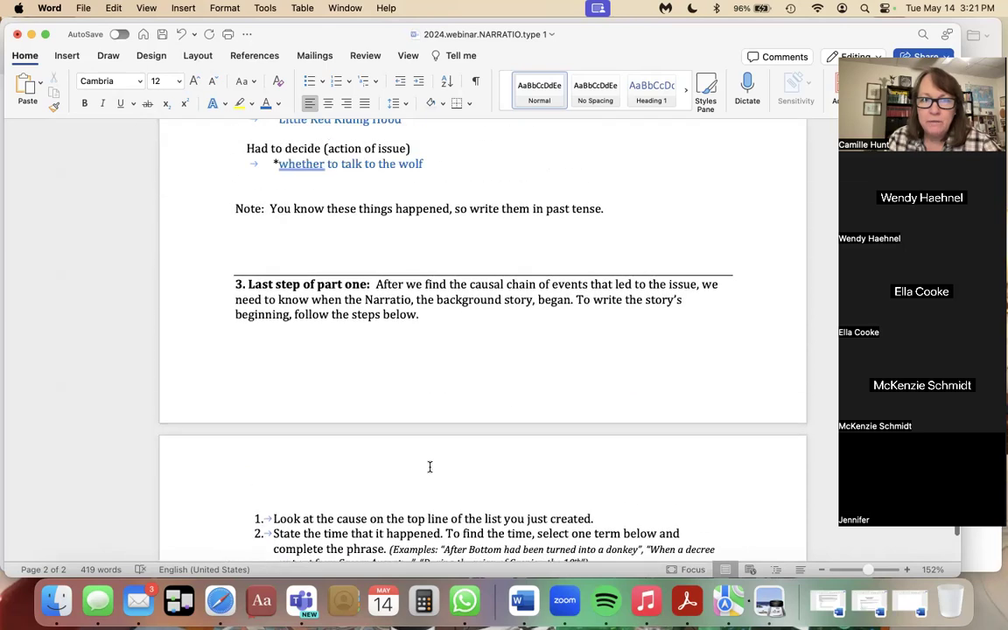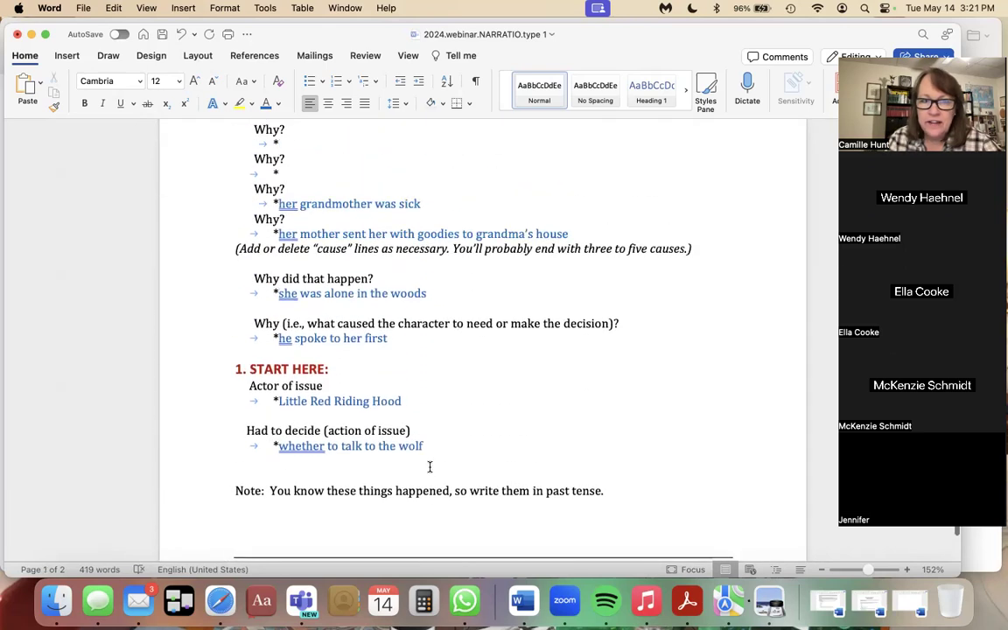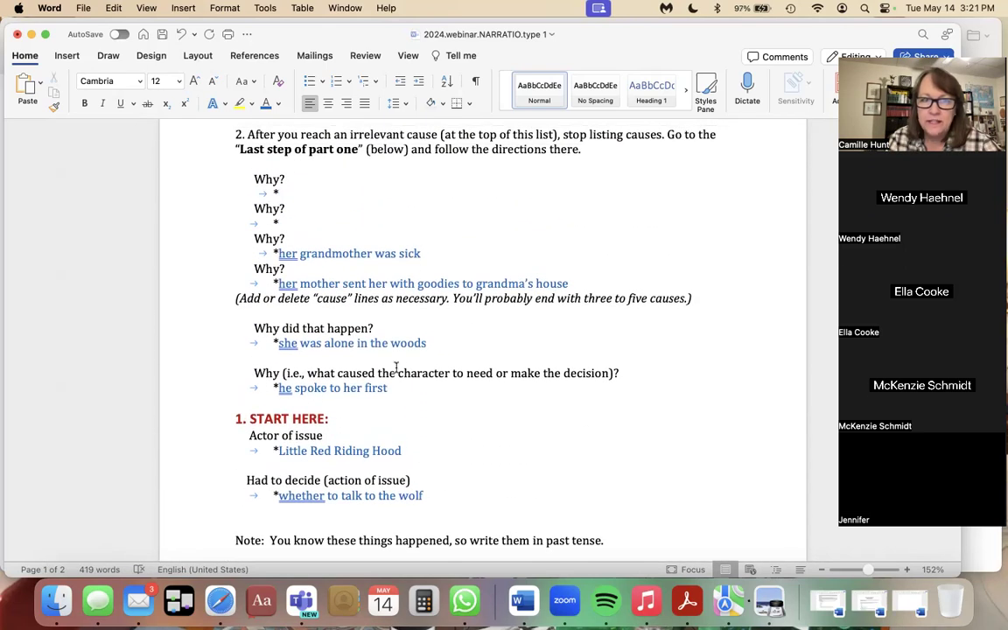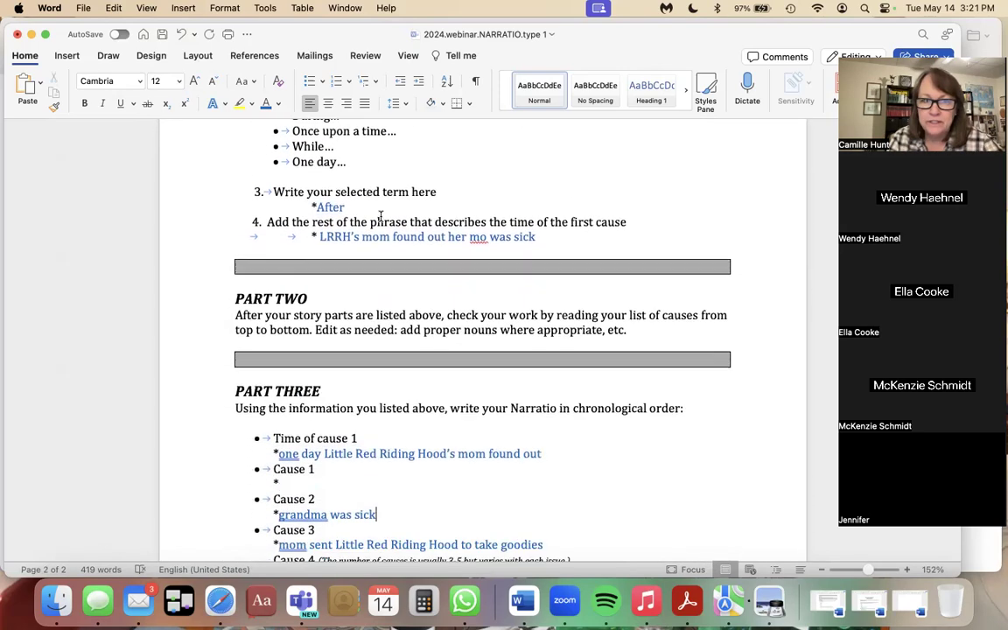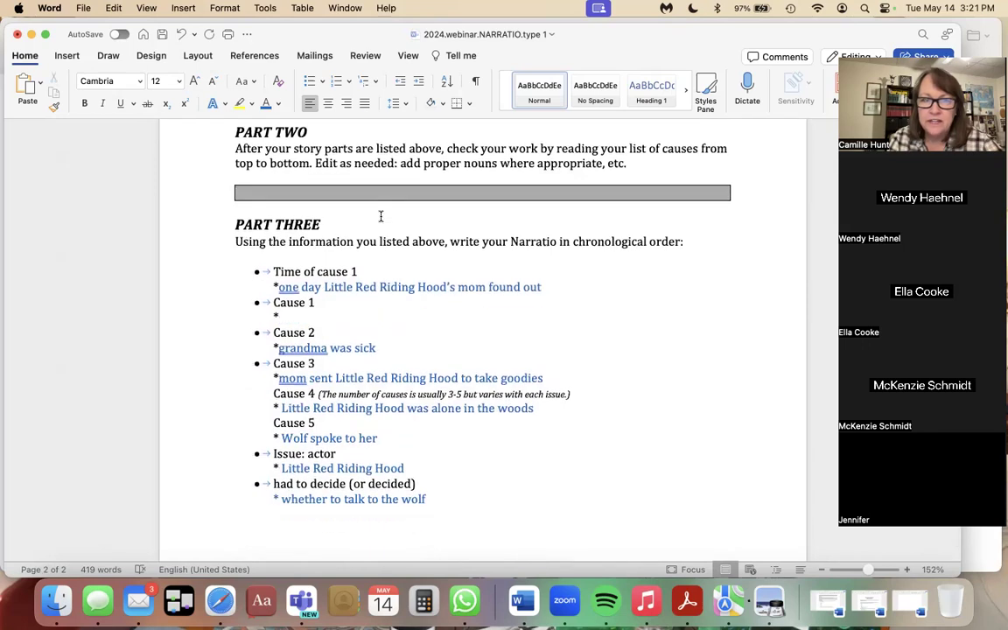We started at the bottom with the issue. Little Red Riding Hood had to decide whether to talk to the wolf. Why? He spoke to her. Why? Because she was alone. Why? Because her mom sent her, because her grandma was sick. And then we chose after mom found out her mother was sick. And then from the top down, after Little Red Riding Hood's mother found out grandma was sick, she sent Little Red Riding Hood to take goodies. So Little Red Riding Hood ended up alone in the woods.